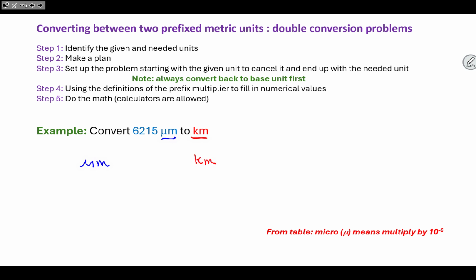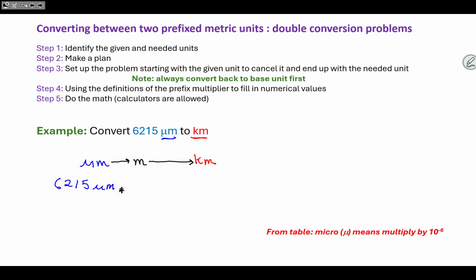I don't want to go straight there. I want to convert back to the base unit, which is a meter. So I'm going to go micrometers to meters, and then meters to kilometers. And I'm going to use the values on a table in order to perform these conversions. So I'm going to start with my given. I have 6215 micrometers.